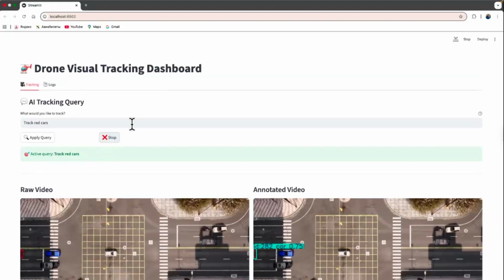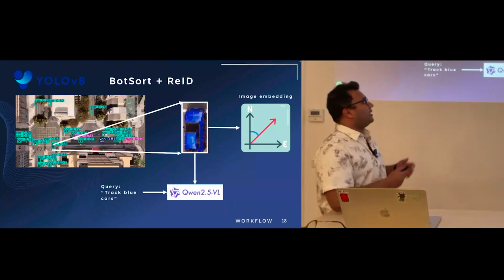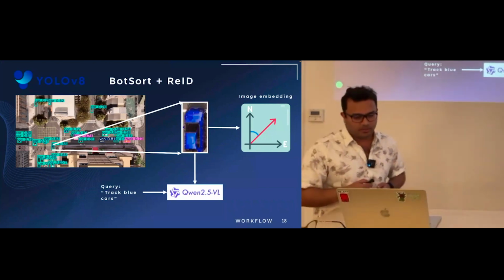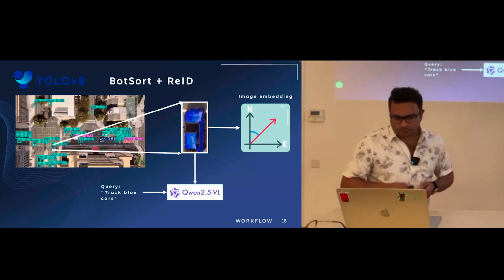This is a short demo that I prepared. It keeps a unique ID of all the embeddings, and this Qwen 2.5 is the vision language model that I used to combine my text queries with an image.